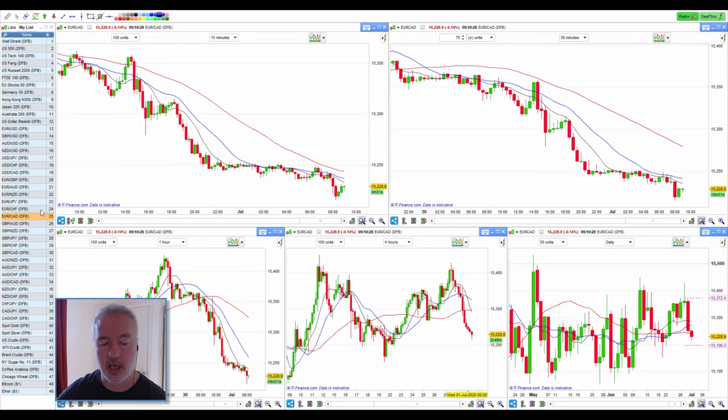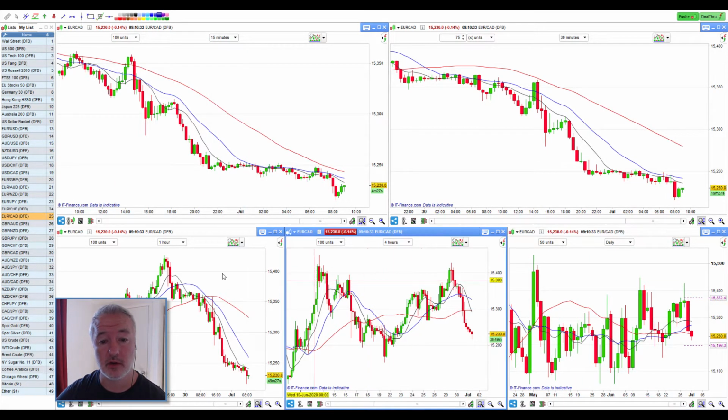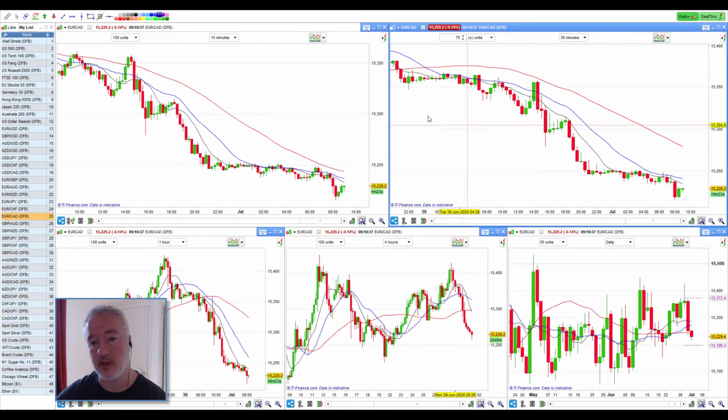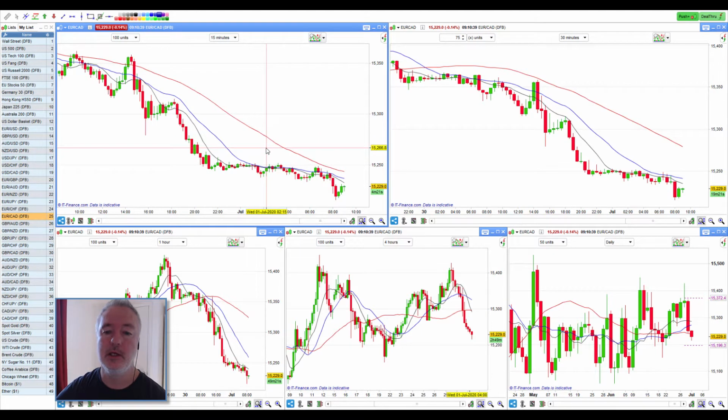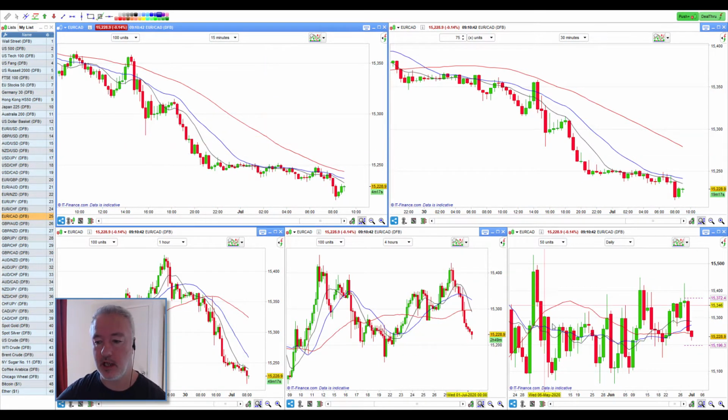So I'm looking at EuroCAD. Now, I have a daily chart on the right hand side. I have a 4-hour chart in the middle, 1 hour bottom left, and then I go to 30 minutes and then down to 15 minutes. So I've sliced up my time from 15 minutes all the way up to the daily.